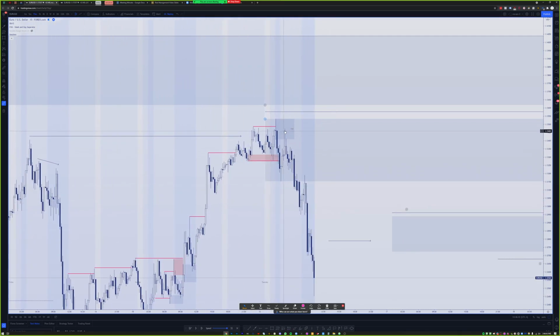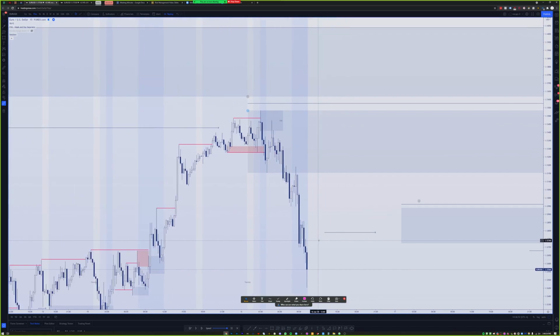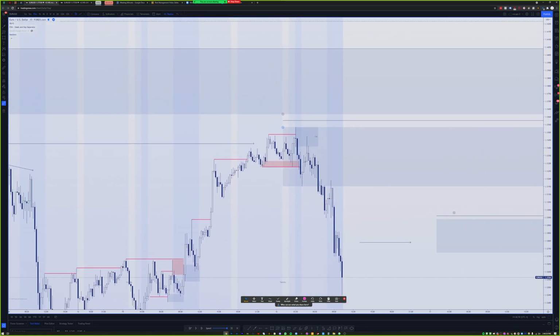So there's absolutely an entry here. And of course it's within session as well, right? This is right at, make sure I have the timing right, 4:45. So what is that? Like 9:45 your time, 10:45 your time, right? Pretty sure it's 9:45.